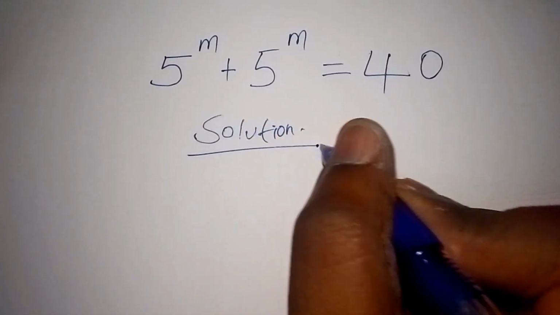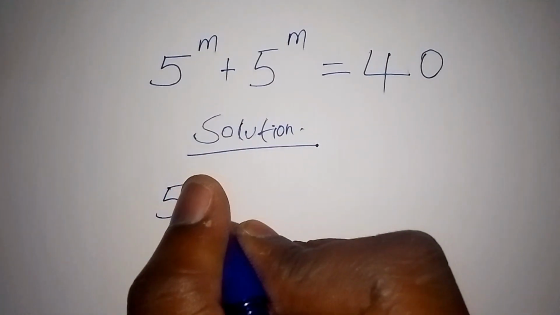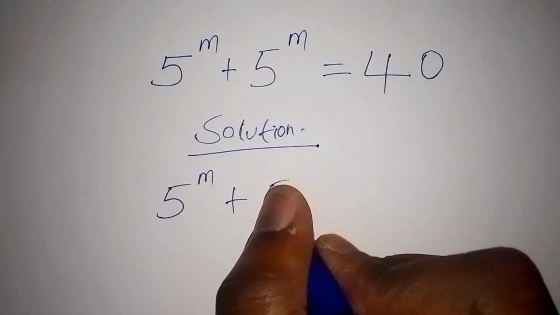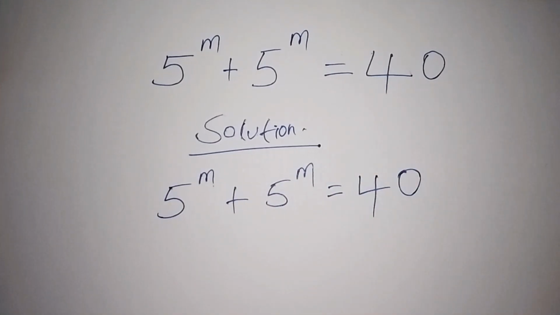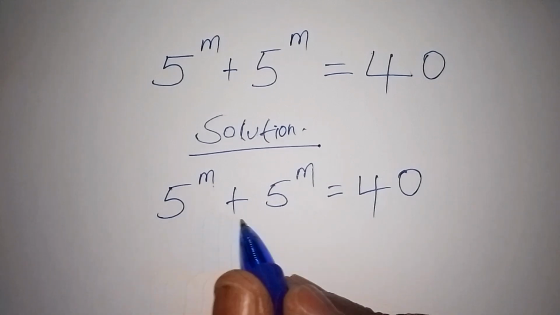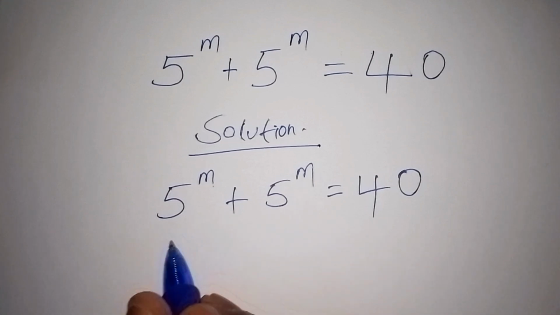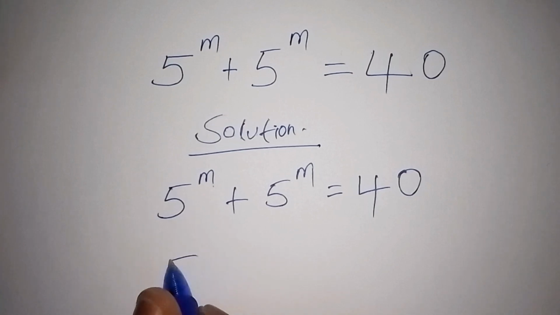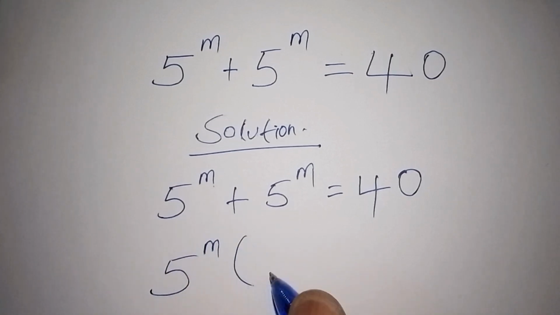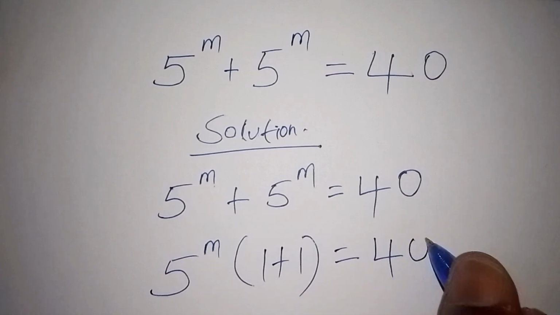In our solution, the maths problem that we have is 5 to the power of m plus 5 to the power of m is equal to 40. So how do we go about it? The first step is to factorize 5 to the power of m plus 5 to the power of m, because these are the same numbers. So we factorize it by saying 5 to the power of m into bracket 1 plus 1, then close the bracket, is equal to 40.